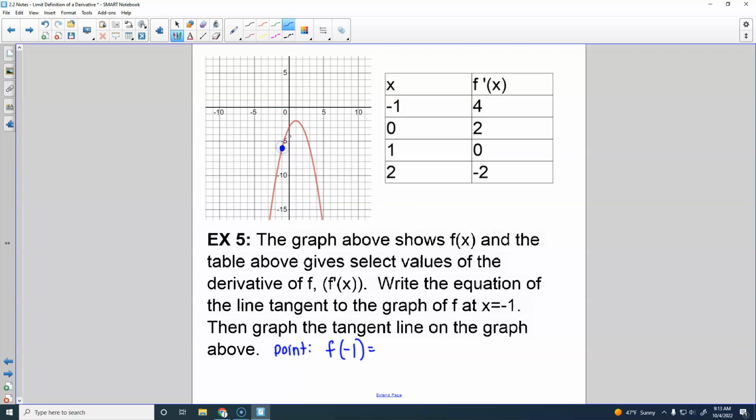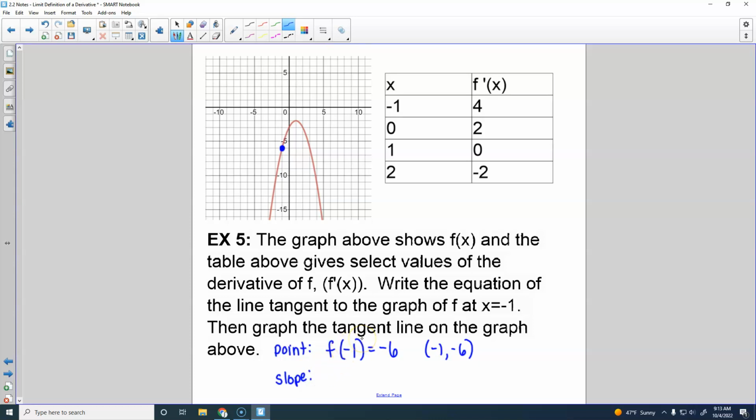What's the y coordinate of that? -6. So my point is (-1, -6). You've got to write down where you do f of -1 equals -6. Okay? You don't have to explain it further, but you have to write that part down. Then we need our slope.